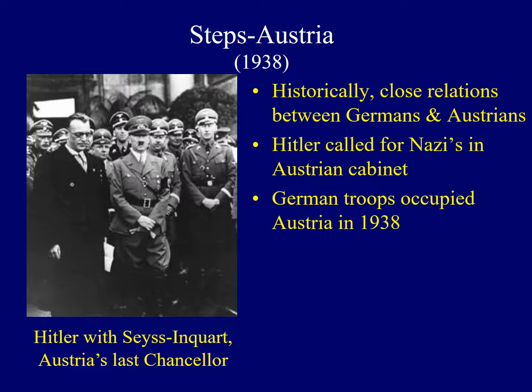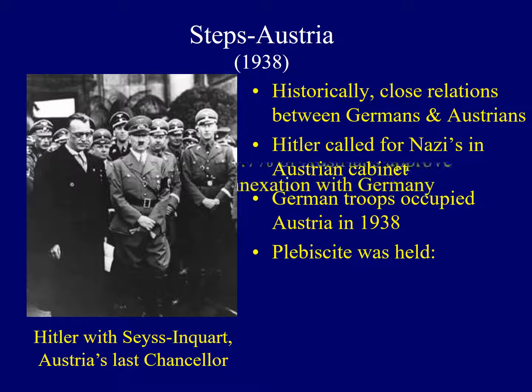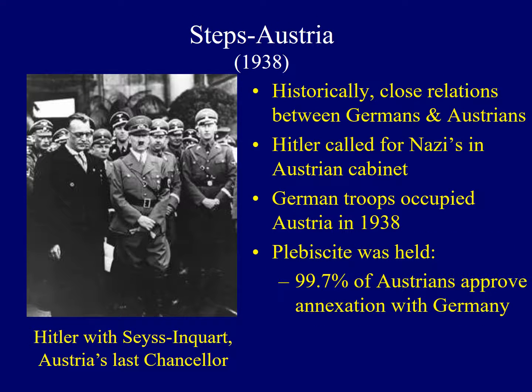The people were asked, do you support this union, or Anschluss, between Germany and Austria? Well, they didn't have much of a choice. They voted in a plebiscite overwhelmingly to approve this unification between Austria and Germany. Germany just took over the other country.